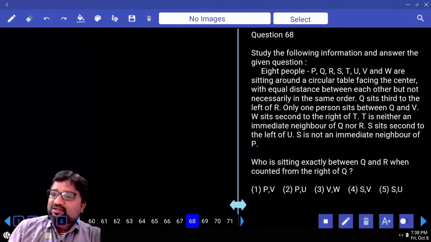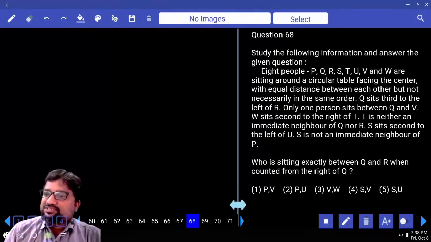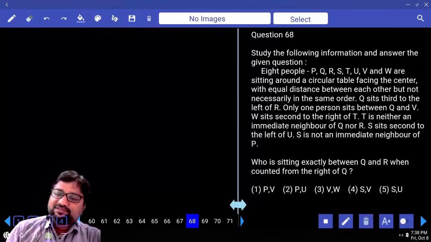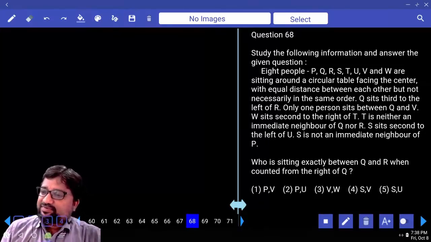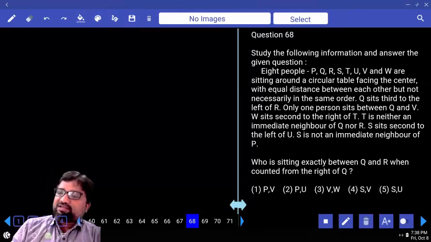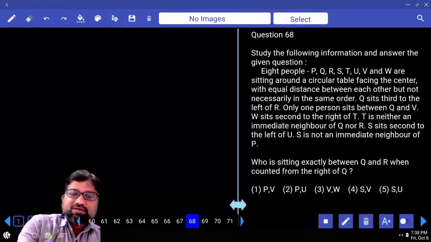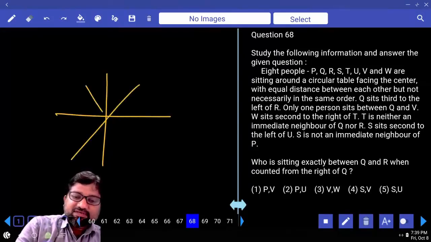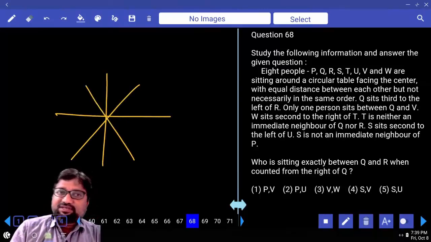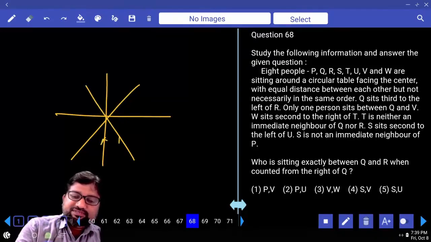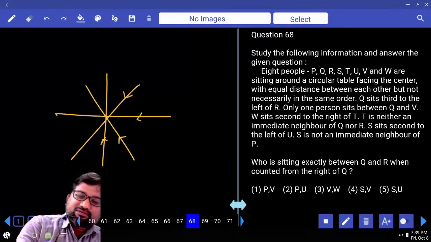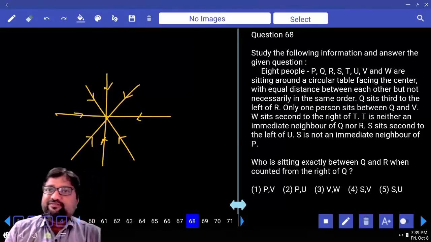What is this puzzle? 8 persons P, Q, R, S, T, U, V and W are sitting around a circular table facing the center with equidistance between each other, but not necessarily in the same order. Total strength is 8 members. Are they all facing towards center? Yes, they are all facing towards center. Look at the size of the question. It's hardly more than 4 or 5 lines.